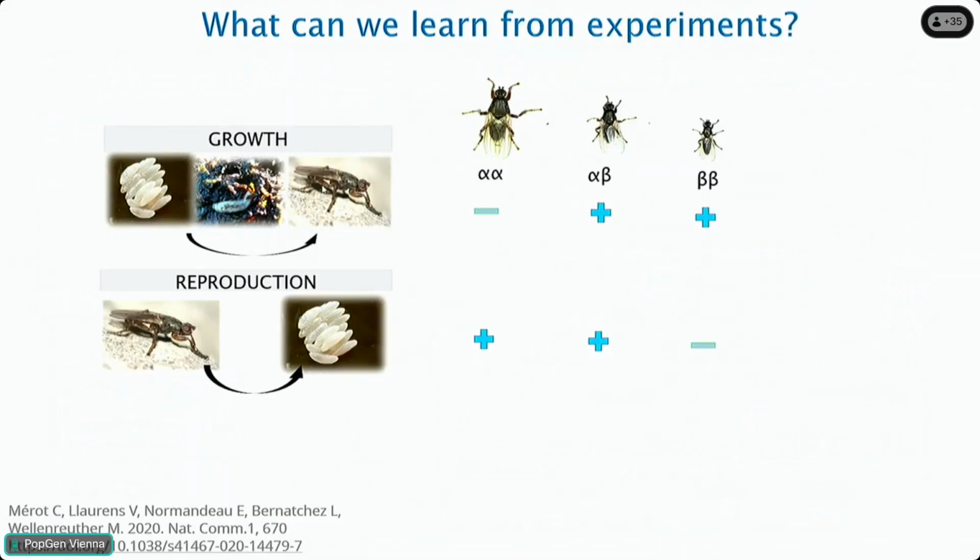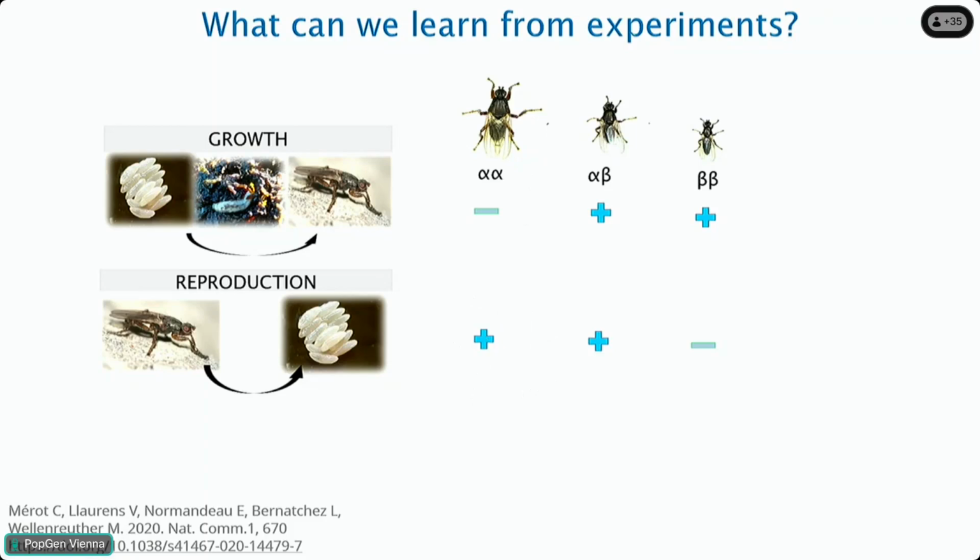Using these generations, we could assess growth, so egg-to-adult viability, and reproductive success. Basically, what we infer is that the alpha allele was not so good for growth. We had a lower survival, but the beta allele was better. And for reproduction, the alpha allele brings a strong advantage. It's quite simple. It's a classic trade-off, right?